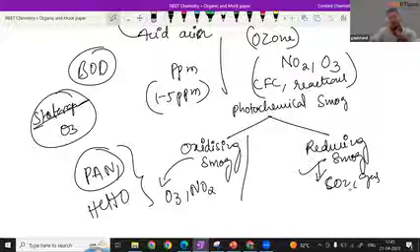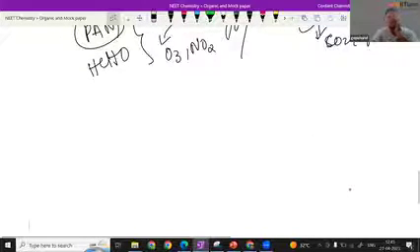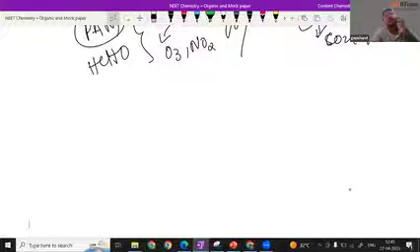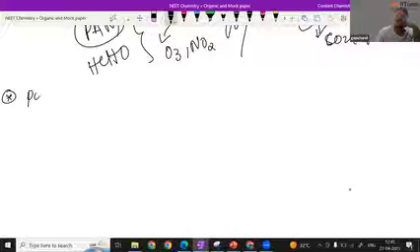So these are some important things from environmental chemistry. Just read about green chemistry. This is another area where you will get questions from. Right. Now we also read about polymers.